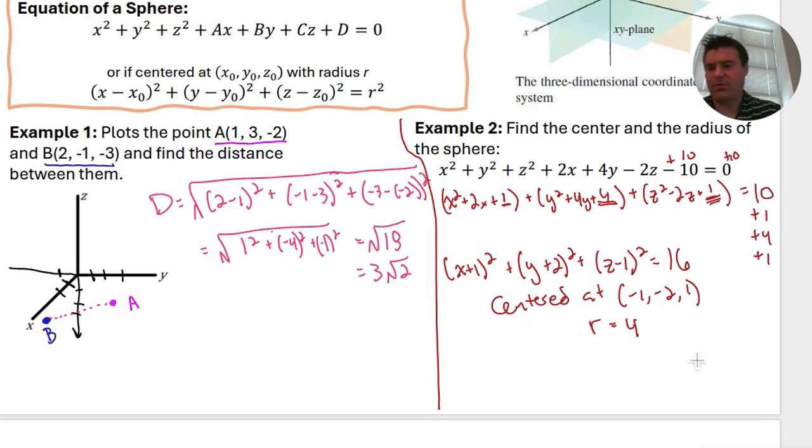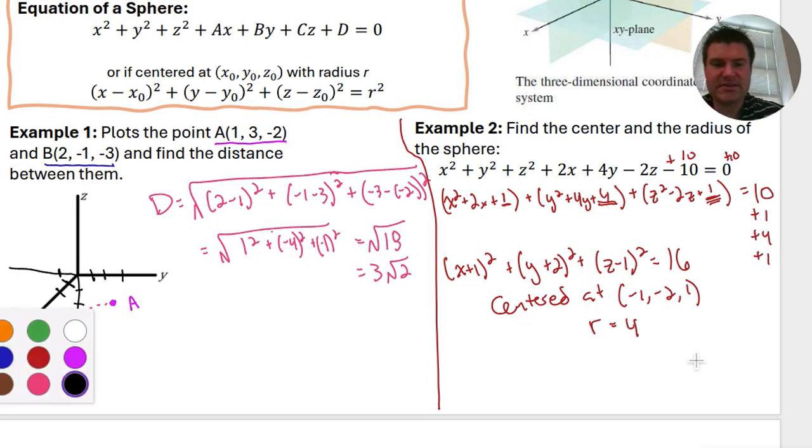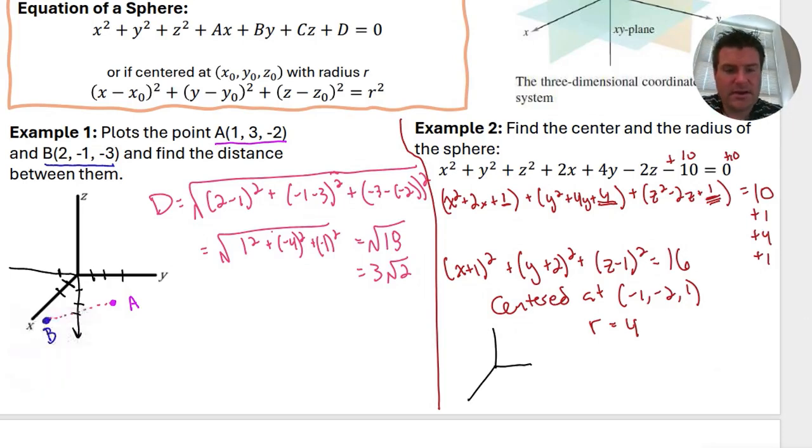So if you wanted to sketch this, just to kind of see what this thing even looks like. -1 is going to be in this direction. So -1 and then -2 that direction. And then 1 in the z direction. So something like this. It's going out 4. It looks something like this.